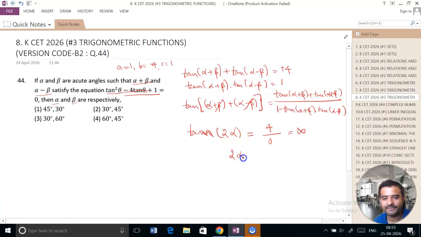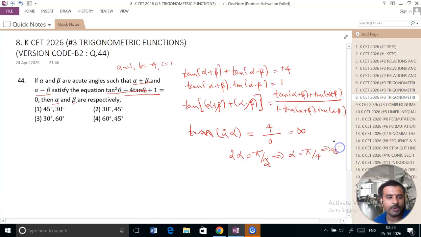Therefore tan 2 alpha is equal to infinity. At what angle does tan become infinity? It is pi by 2. So 2 alpha is pi by 2, and alpha is equal to pi by 4. Pi by 4 means 45 degrees.